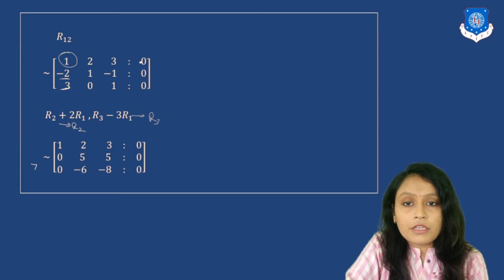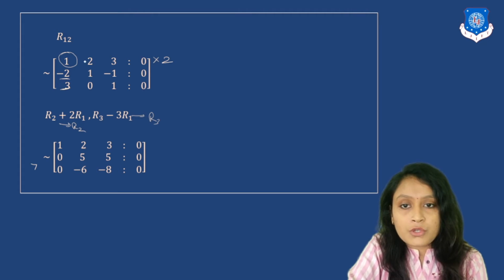Okay, so from here just multiply row 1 by 2. So you will get 2 minus 2, that is 0. Then 4 plus 1, so you will get 5. Then 6 minus 1, so you will get 5. And here we have 0, so it will remain 0 everywhere.